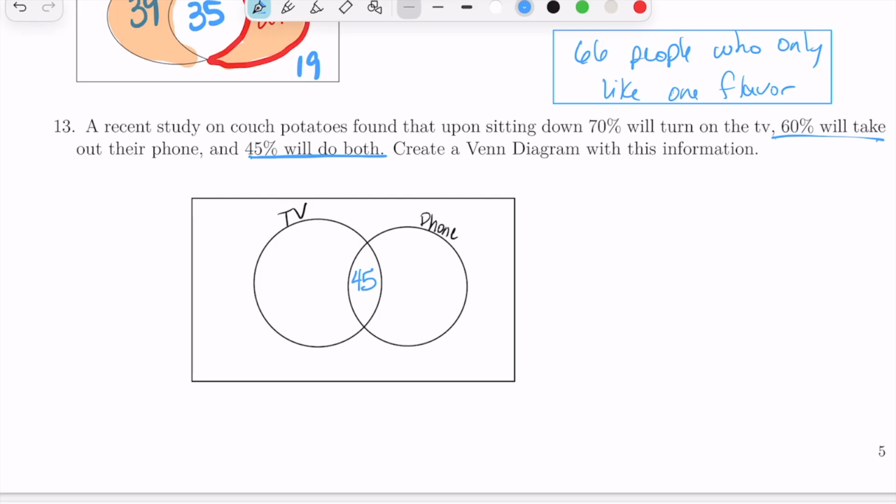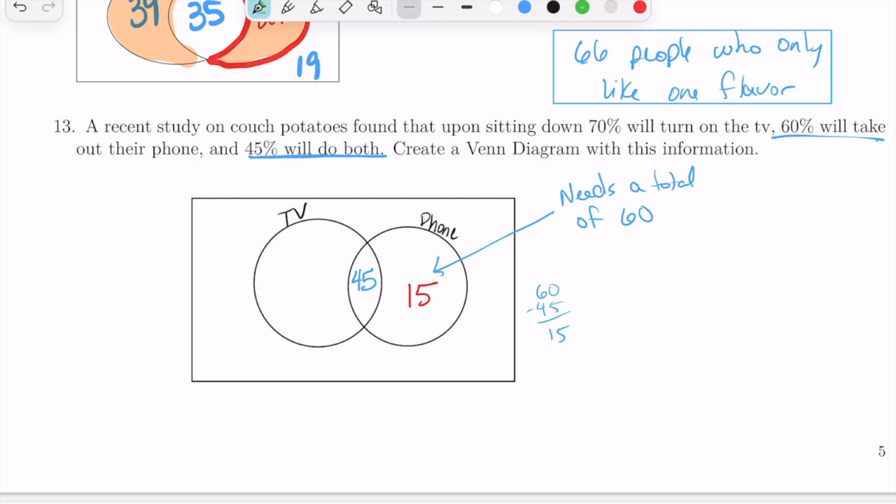Next, I see it says 60% take out their phone. So this whole circle needs a total of 60, but I already have 45. So if I do 60 minus 45, that tells me that I need to add in a 15 right here.